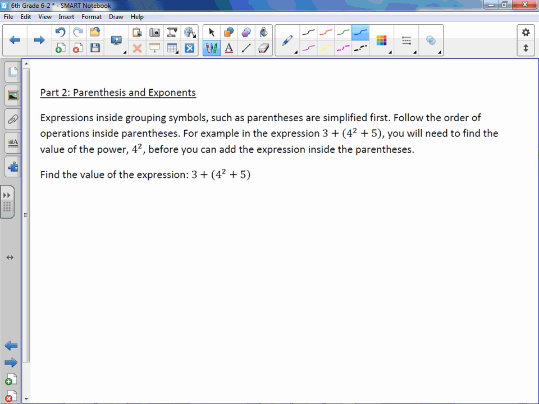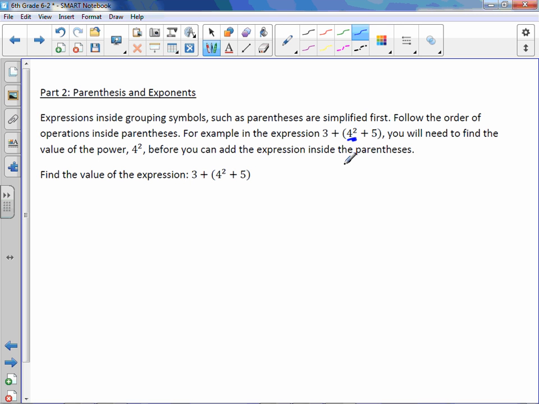Expressions inside grouping symbols, such as parentheses, are simplified first. Follow the order of operations inside the parentheses. For example, in the expression 3 plus the quantity of 4 squared plus 5, you will need to find the value of 4 squared first before you can add the expression inside the parentheses. So let's go ahead and do that and find the value of this expression.